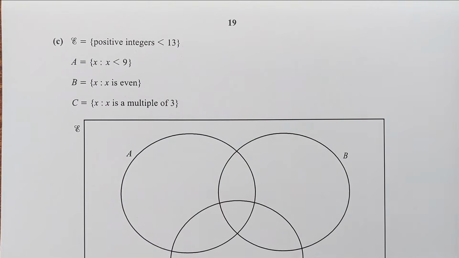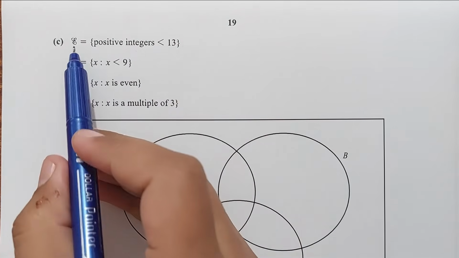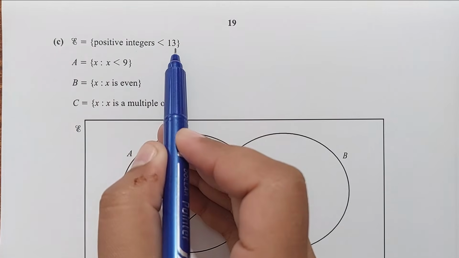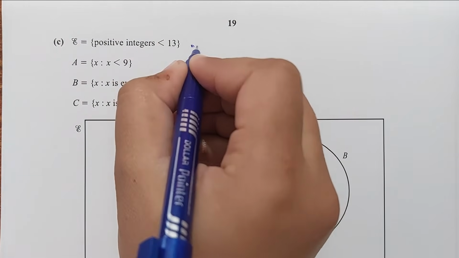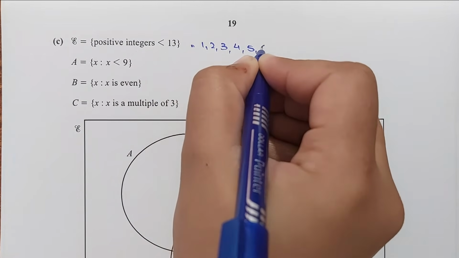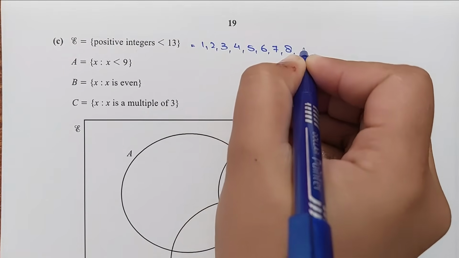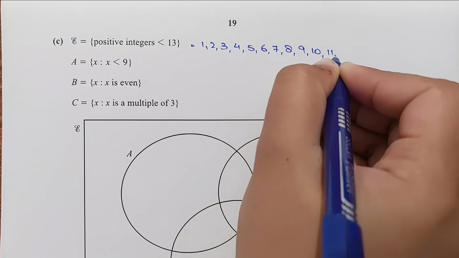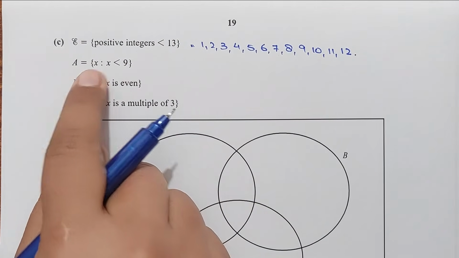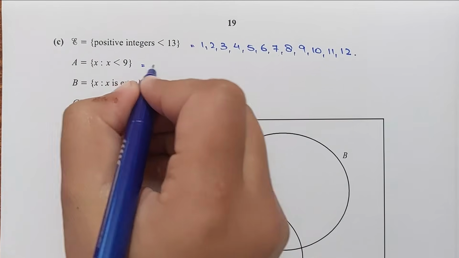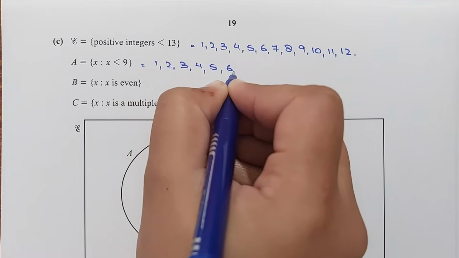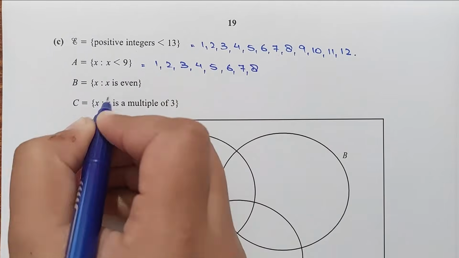Right. Now for part C, we have a universal set, positive integers less than 13, not equal to 13, it should be less than 13. So positive integers are 1, 2, 3, 4, 5, 6, 7, 8, 9, 10, 11, and 12. Now for A, x where x is less than 9. The numbers that are less than 9 are 1, 2, 3, 4, 5, 6, 7, 8.